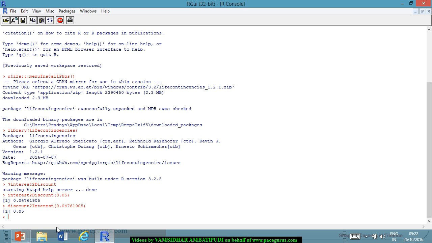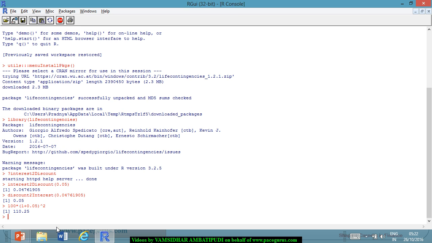So let's say I'm investing 100 for a period of 2 years, right? I'm investing 100 for a period of 2 years. So at the end of 2 years, it is coming out to be 110.25. So now, if I have to bring it back to 100, all I can do is 110.25 divided by 1.05 whole square.